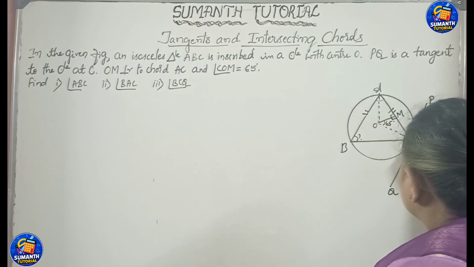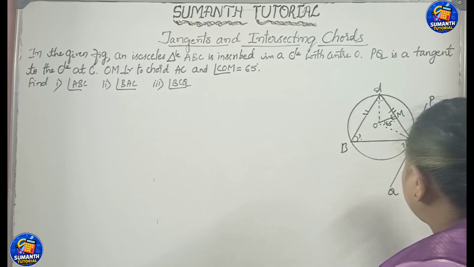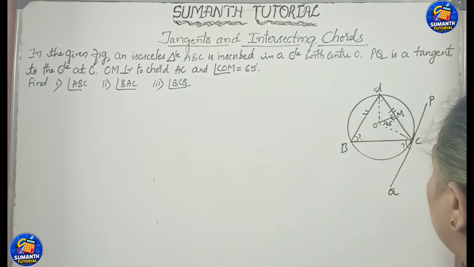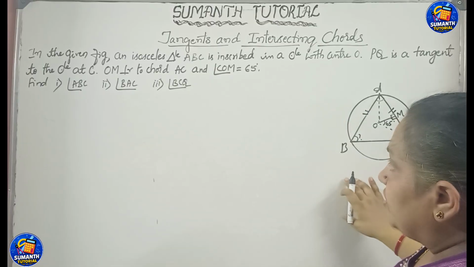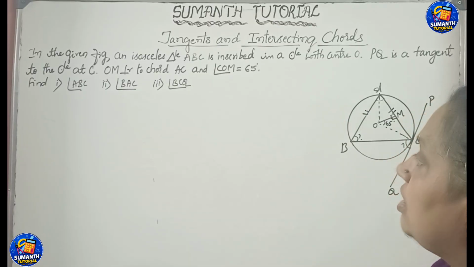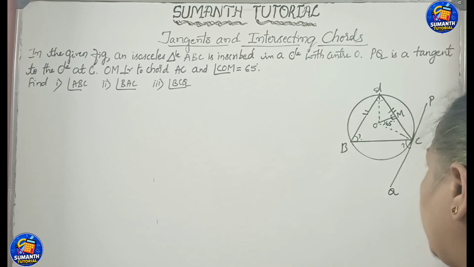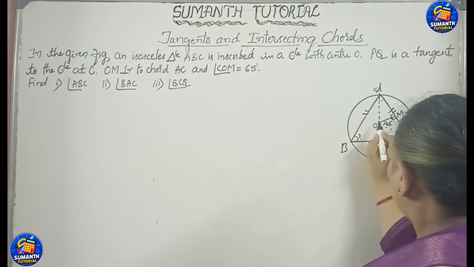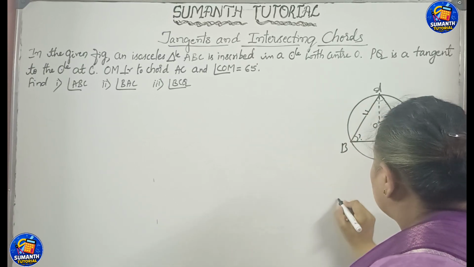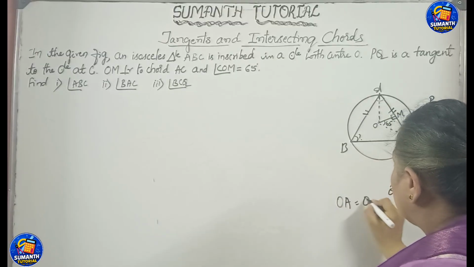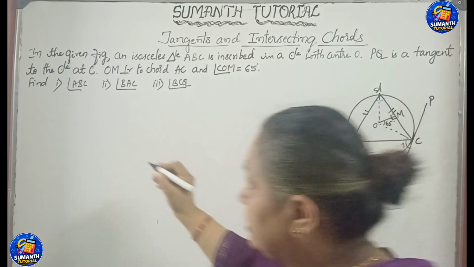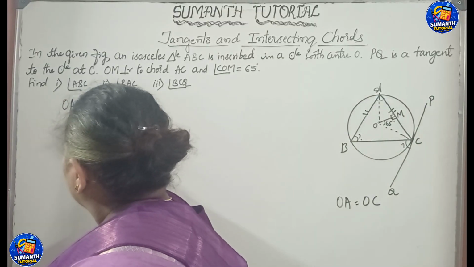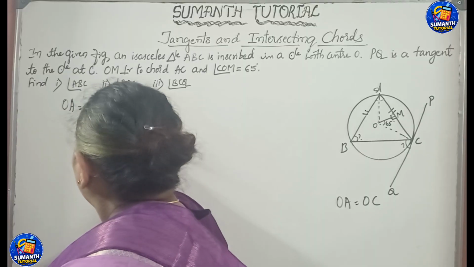BCQ. This angle you have to find. Okay. Now, first thing is ABC to find. So here children, OA is equal to OC, nothing but radii of a circle. And right here, OA is equal to OC, the radii.